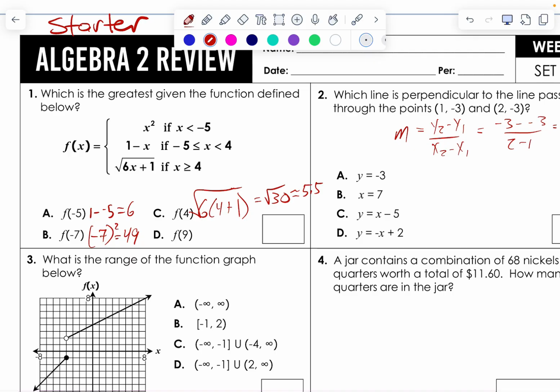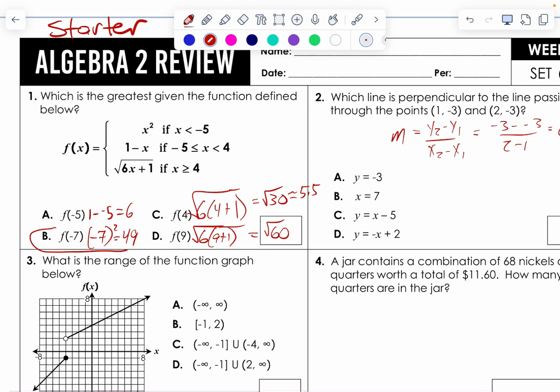Okay, and then 9, obviously greater than 4. And so we still plug it in the same one, 6 times 9 plus 1. And that's the square root of 60. And what is that roughly? Well, it's definitely not bigger than 49, right? Yeah, it's way smaller than 49.